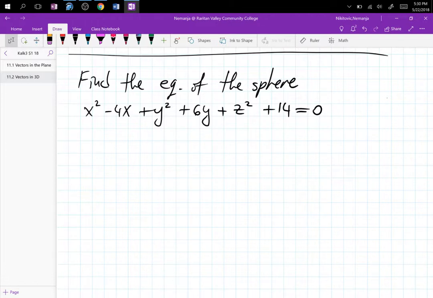But what's the center? I should ask what is the center and what is the radius. But I can also say find the equation of the sphere, because you just get to read those values off of it. How would you do that? Yeah, factor out some. Nope. Completing the square. Very good.